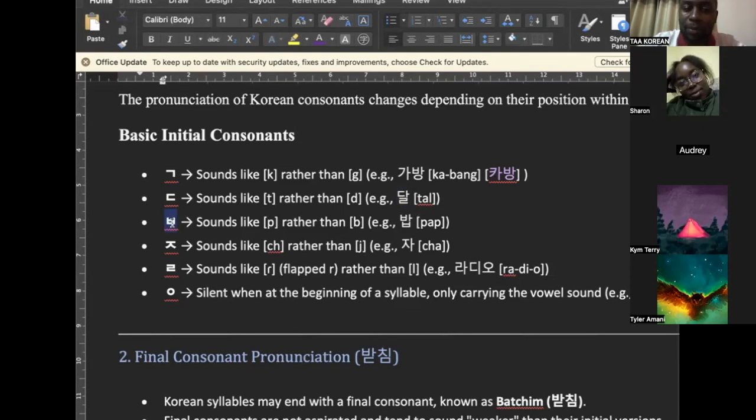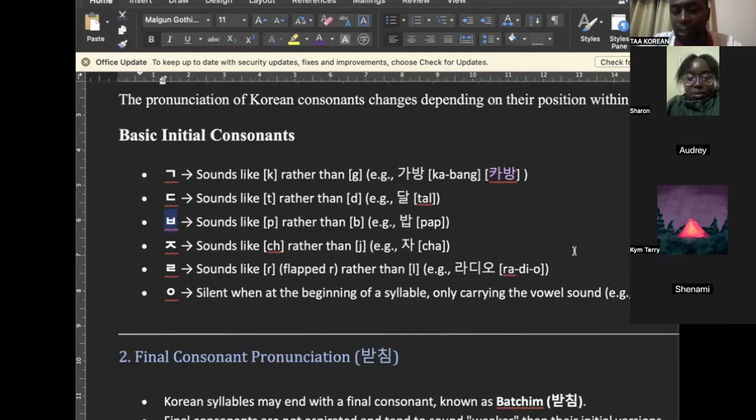We go to Pio. Excuse me. Yeah, Shinami, I have a question. Ask away. So for the K consonant, which sounds like a G, also when you're saying a last name, if your last name was Kim, do you say Kim or do you say Gim? Now, Shinami, you've asked a very good question.